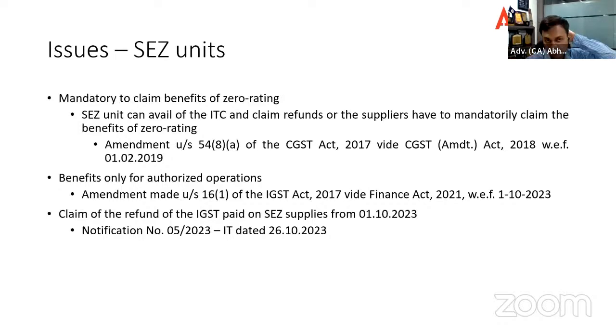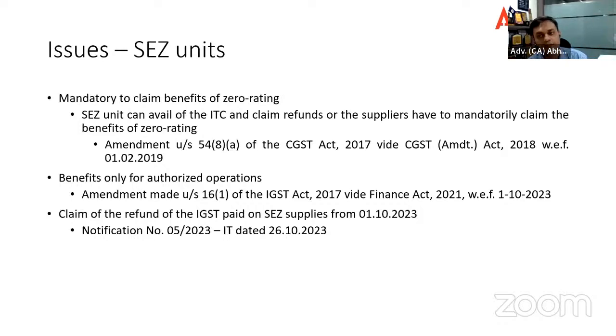Now, another issue that is right now ongoing is whether the benefit of zero rating is limited to only authorized operations. Prior to the amendment, which has now come into effect from 1st October 23, the law, section 16(1) of IGST, never said that the benefit of zero rating is only limited to supplies made for authorized operations. Only when a person wants to claim a refund under Rule 89, there was one condition to say that the refund would be available only if the supplies are for authorized operations.